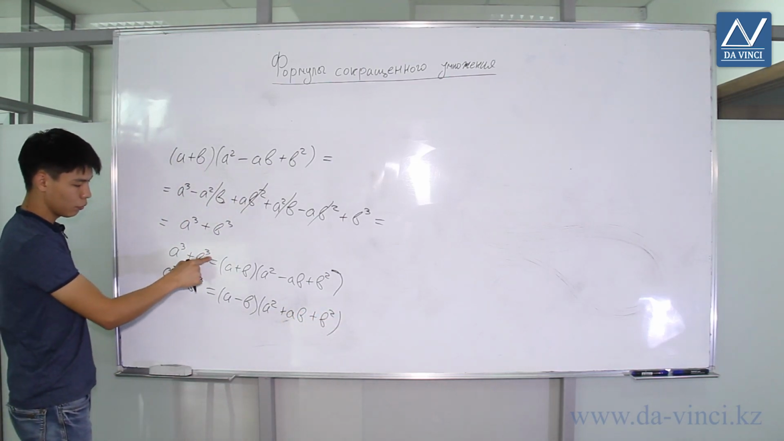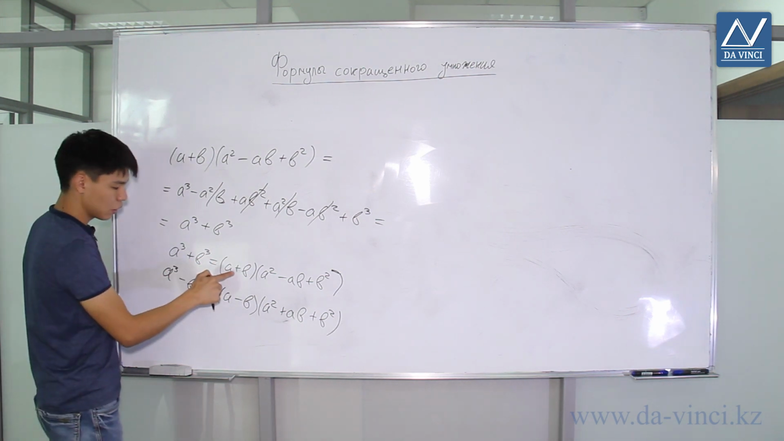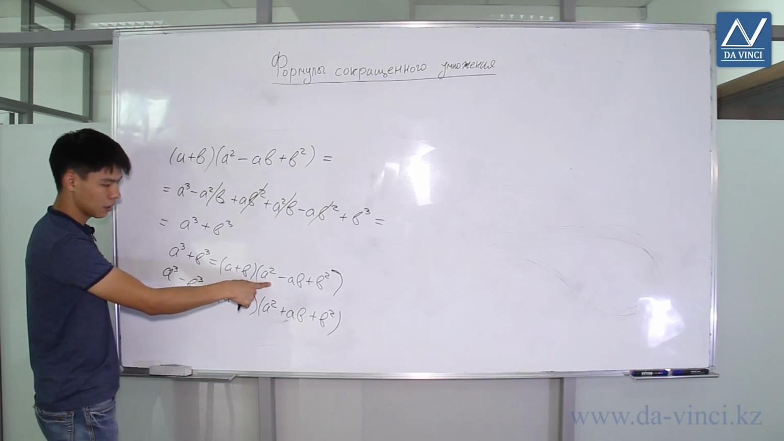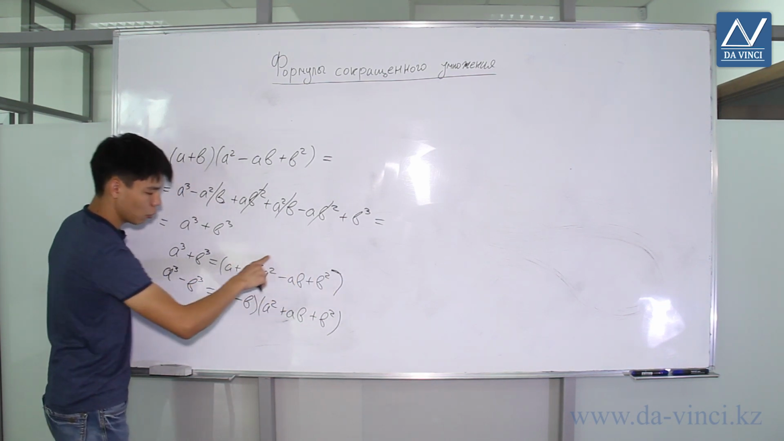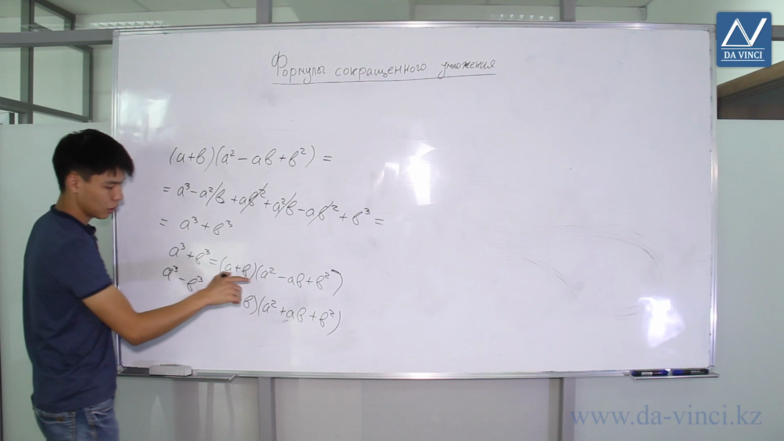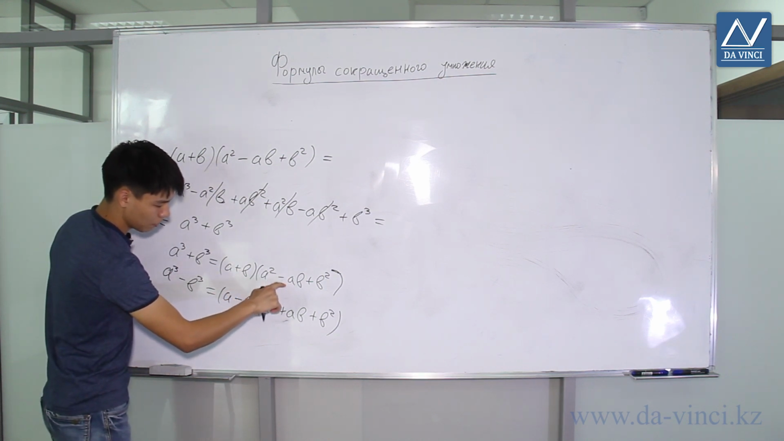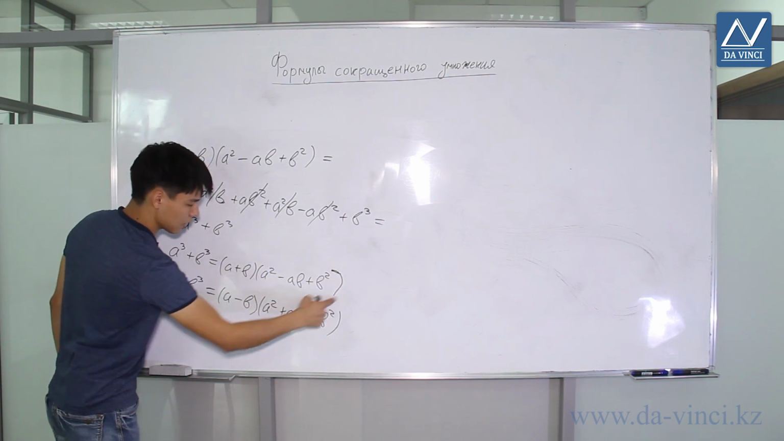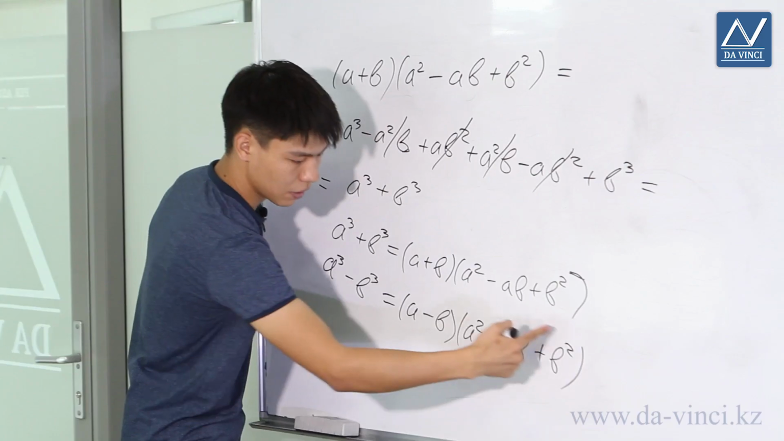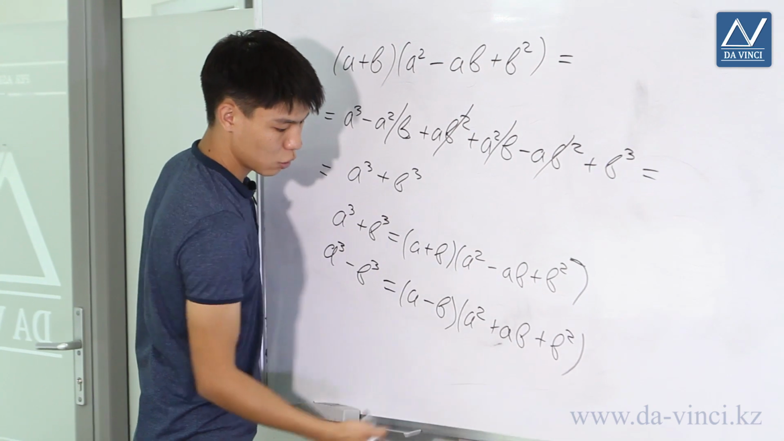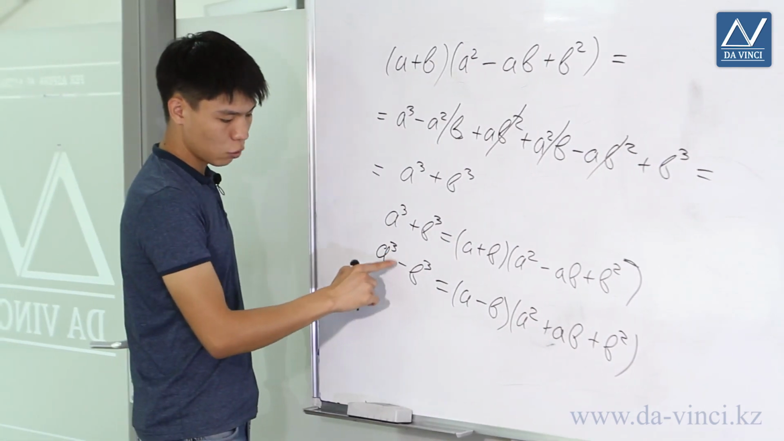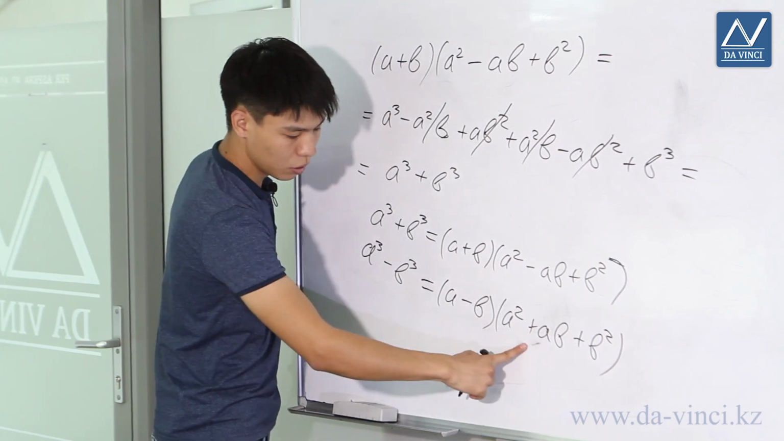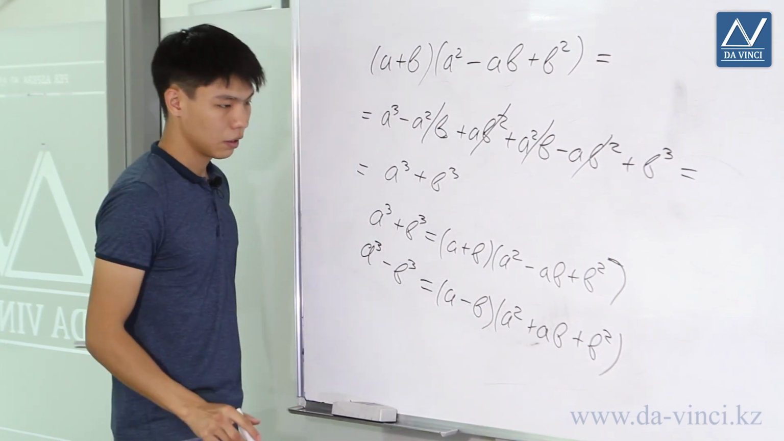The sum of the cubes of two expressions is the product of the sum of these expressions and the incomplete square of their difference. This bracket is called the incomplete square of the difference, because if we would have 2 here, we would get the formula for the square of the difference. In this case, it does not exist, and therefore this expression is called the incomplete square of the difference. Accordingly, this expression is called the incomplete square of the sum. The difference of the cubes of two expressions is equal to the product of the difference of these expressions and the incomplete square of the sum.